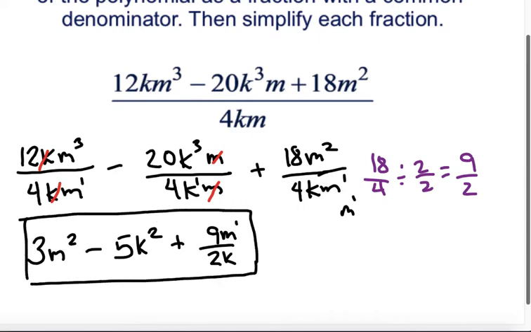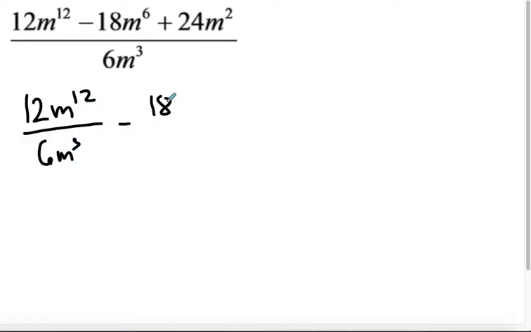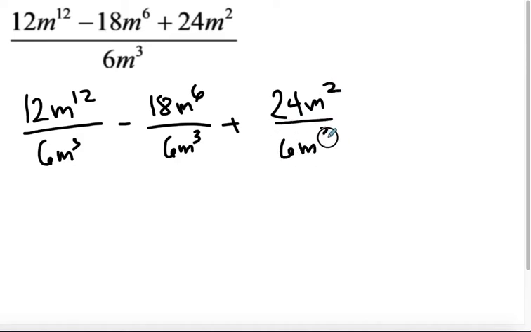All right, let's move on to our next example. Our next example is this polynomial divided by this monomial. We'll do the same exact thing that we did, putting everything over the same common denominator. And finally, my last term divided by 6m to the third power. So let's reduce our fractions.